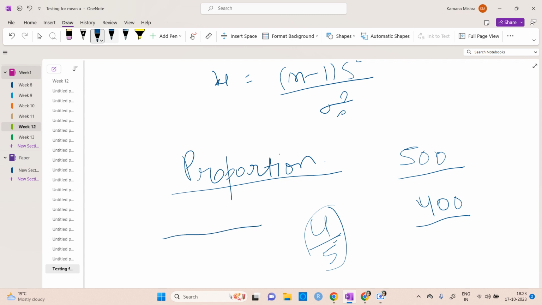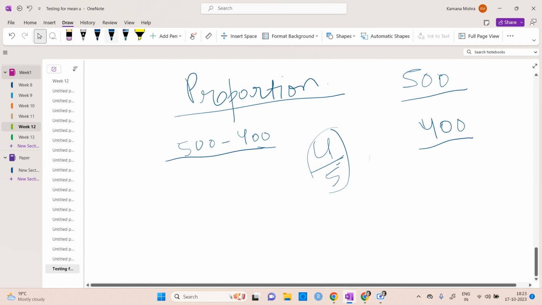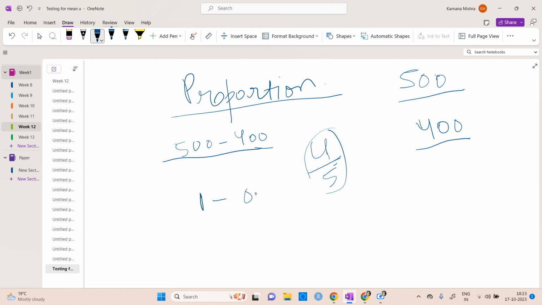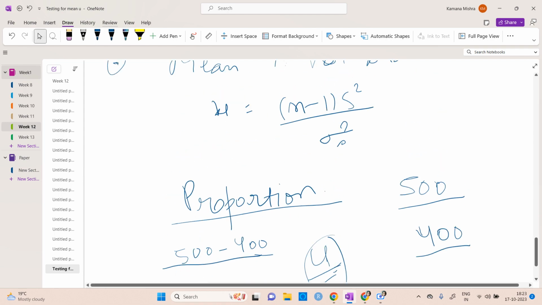So your test will go like this. So 500 minus 400, something like this. And if you check for the mean, it will be 0.8, and 1 minus 0.8 for the rest. So proportion is nothing but that, you can also treat it in terms of mean. So its test would be very similar.